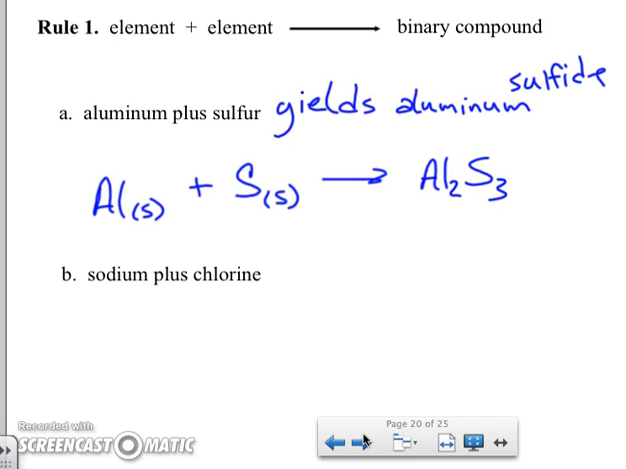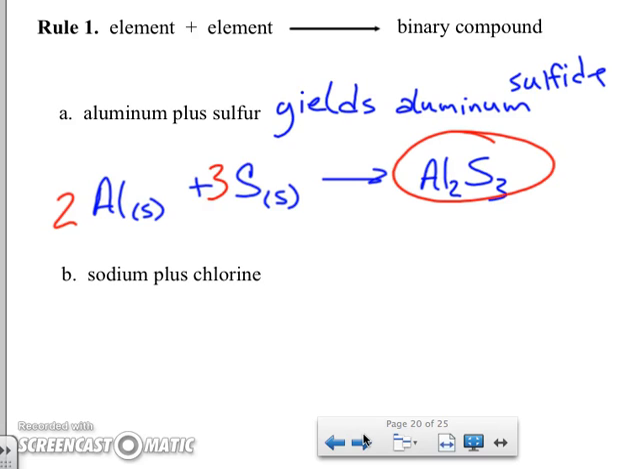We've got 2 aluminums in the products, so we need to add a 2 as a coefficient. And we've got 3 sulfurs in the products, so we need to add a 3 as a coefficient. Again, we know that this is a synthesis reaction because there is only one product. And because the 2 reactants are an element plus an element, we have to yield a binary compound.